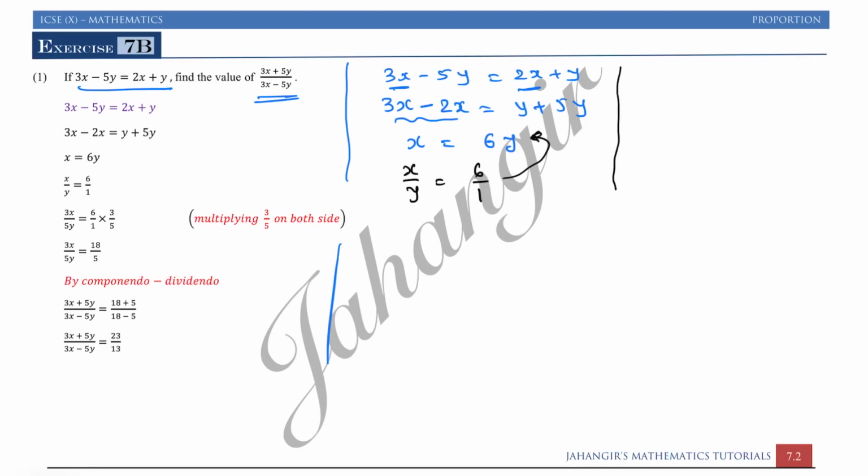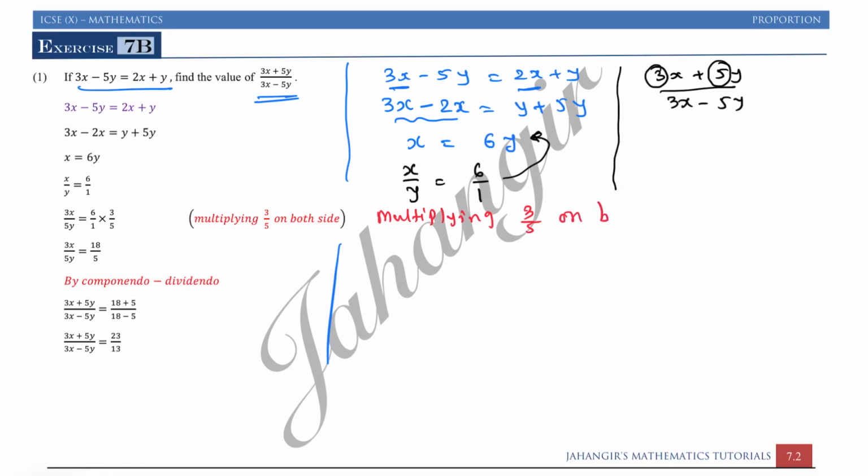Now check whose value you have to find. You have to find the value of 3x plus 5y upon 3x minus 5y. So with x we have 3 and the y coefficient is 5. So what I will do, I will multiply 3 by 5 on both sides.